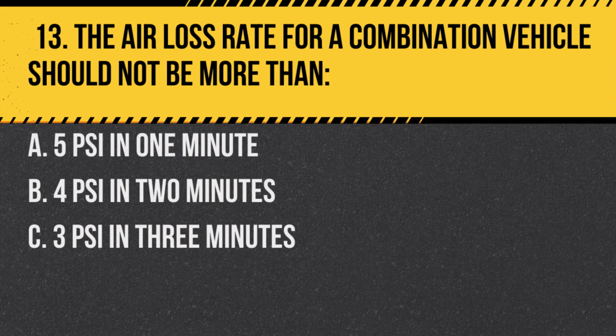Question 13. The air loss rate for a combination vehicle should not be more than A. 5 psi in 1 minute. B. 4 psi in 2 minutes. C. 3 psi in 3 minutes. Answer: B. 4 psi in 2 minutes. This is the maximum acceptable air loss rate for combination vehicles.